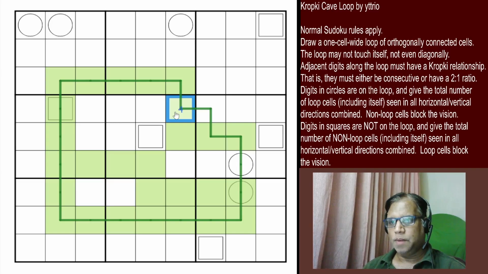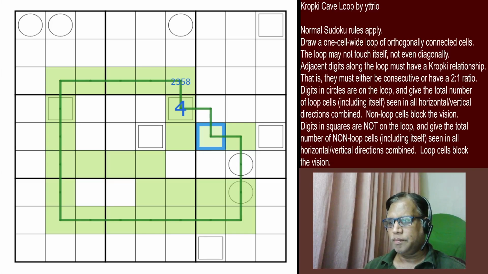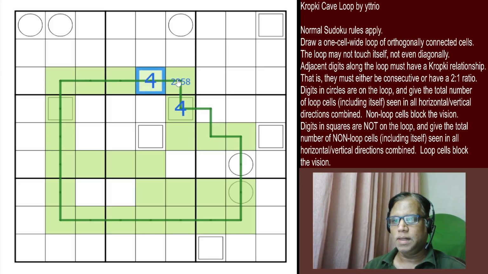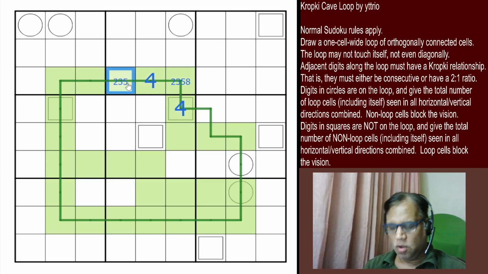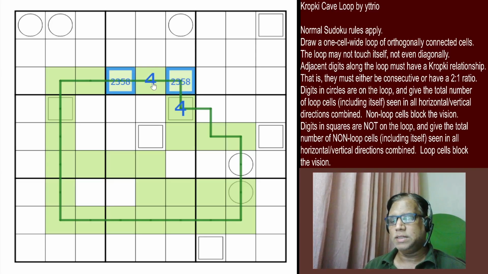For example, if this is 4, then this could be either 3 or 5, which are its neighbors, or it could be 2 or 8, which is either half or double of that. Similarly, now there is only one neighbor, so let me put 4 here. That could also be 4 by the Sudoku rule. So this could be 2, 3, 5, and similarly this could also only be 2, 3, 5. It cannot be anything else because those are the only digits possible for 4.